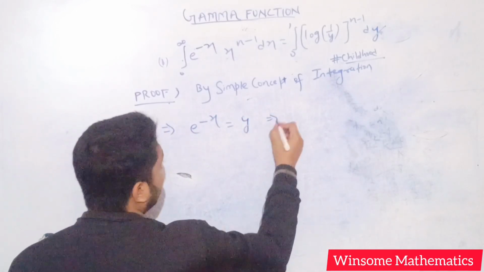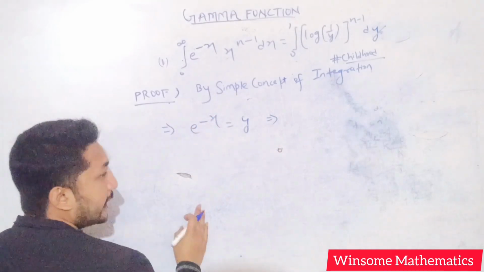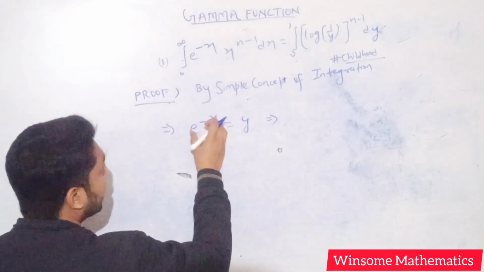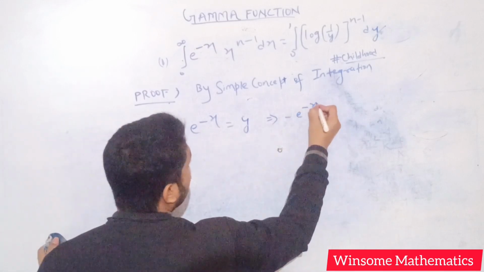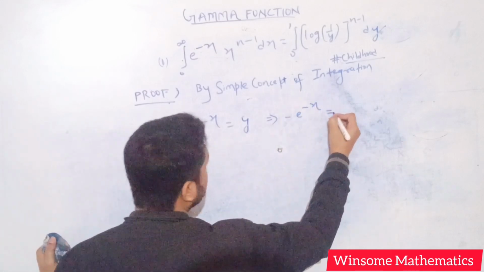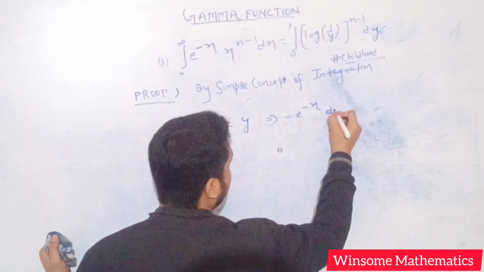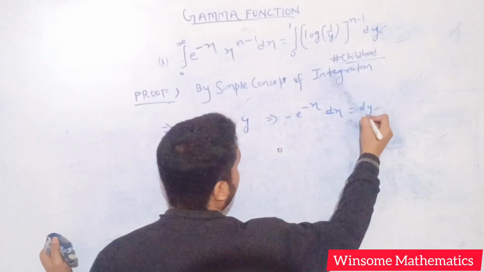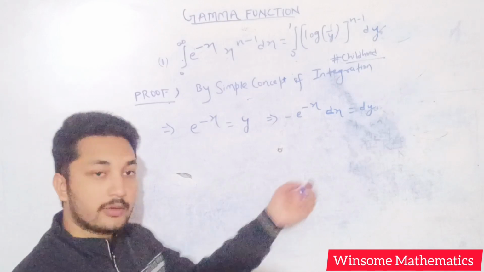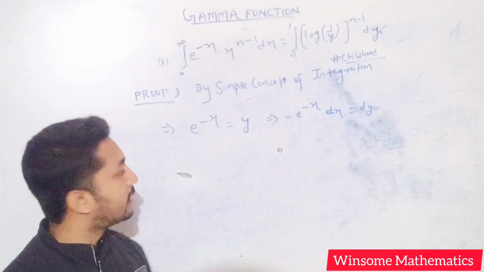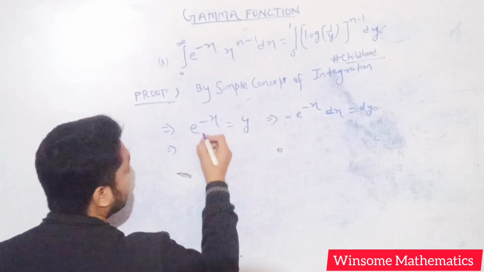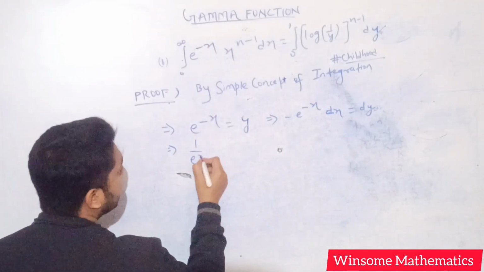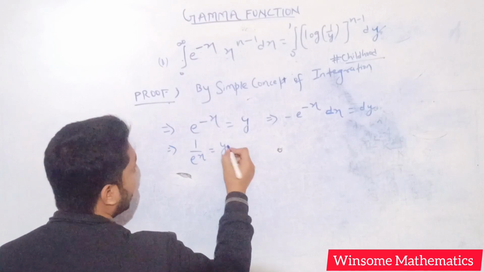Now simply we know that by differentiating this we get... By differentiating this term we get minus e to the power minus x, so dx equals dy. Any problem? Here, any problem? No, this is simple differentiation. Okay, so now 1 upon e to the power x is equal to y.